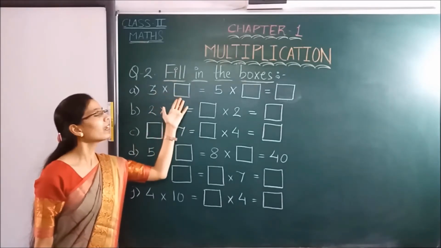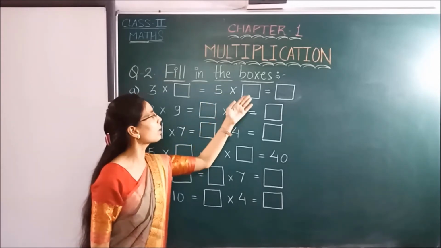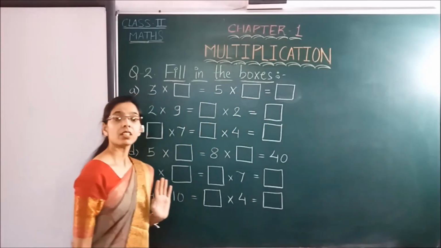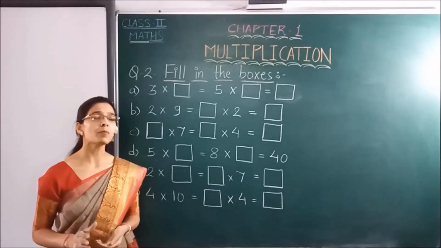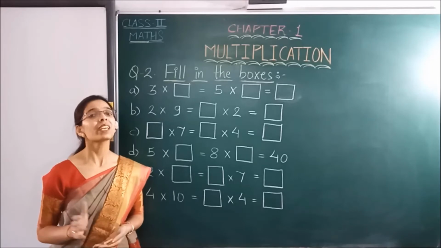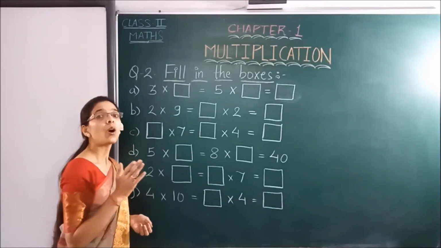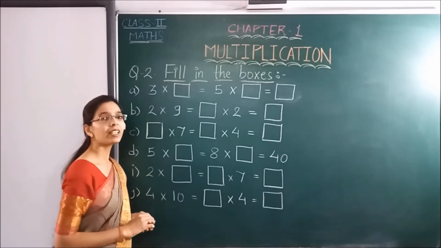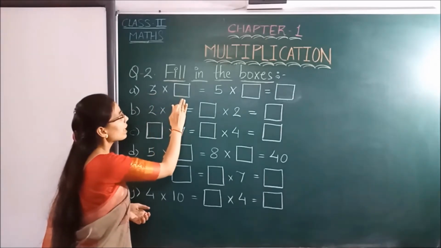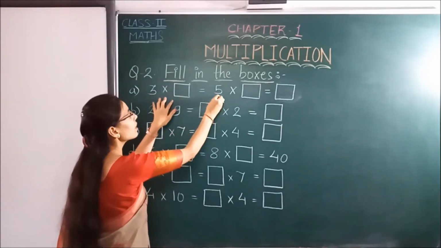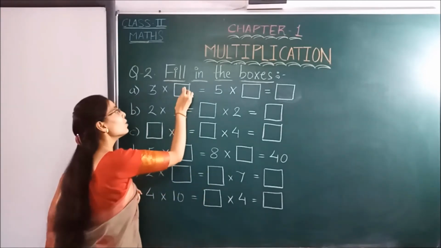3 multiplied by dash equals to 5 multiplied by dash is dash. So as we have learned in multiplication fact, the product of numbers remains the same if we change the order. So here also the order is changed. We have to identify which number is missing. So 3 multiplied by dash. See here is 5, here is 3. So which number will come here?